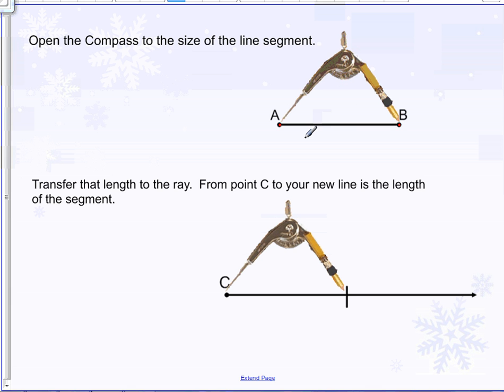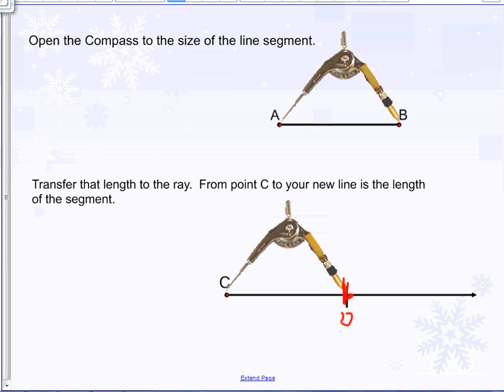So you're going to transfer that same length over, put the point on C, and then take your pencil and draw kind of like an arc. You're just going to draw right there, put a point at that particular spot, and that is a congruent segment to AB. Then we could name this point D, and then we have segment AB is congruent to segment CD.